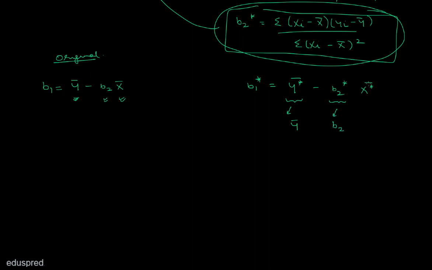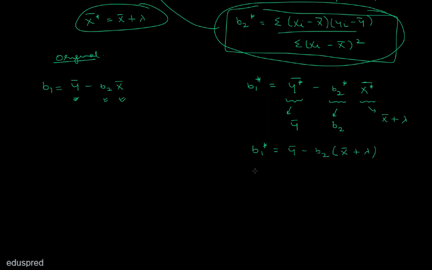And we have already established the relationship between x star bar and x bar. We know that x star bar is equal to x bar plus lambda. So I can put this relationship over here. Instead of this, I can put x bar plus lambda. So b1 star is actually equal to y bar minus b2 multiplied with x bar plus lambda. This implies that b1 star is equal to y bar minus b2 x bar minus b2 lambda. Note that this thing that you have got over here is nothing but b1.